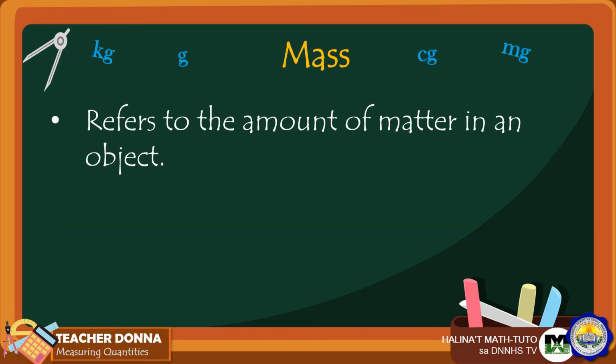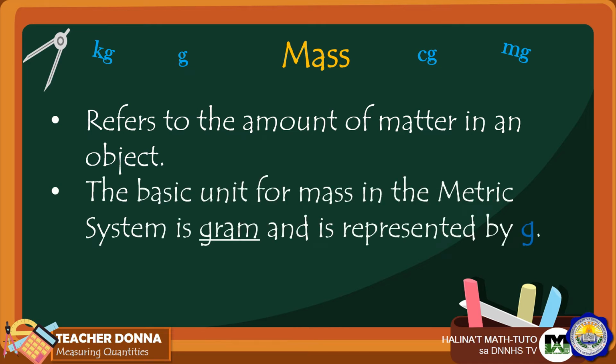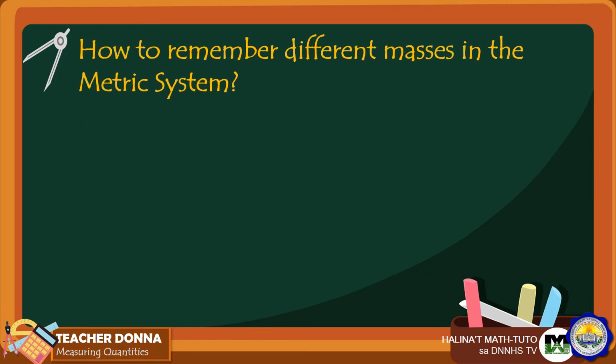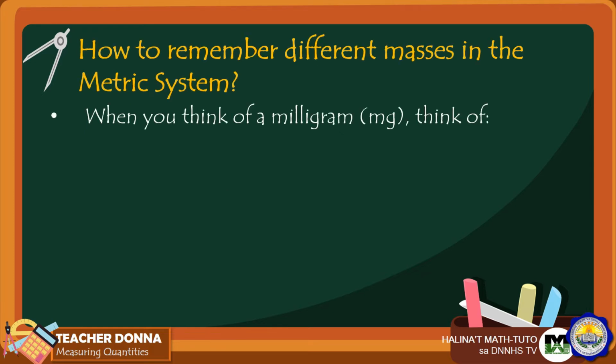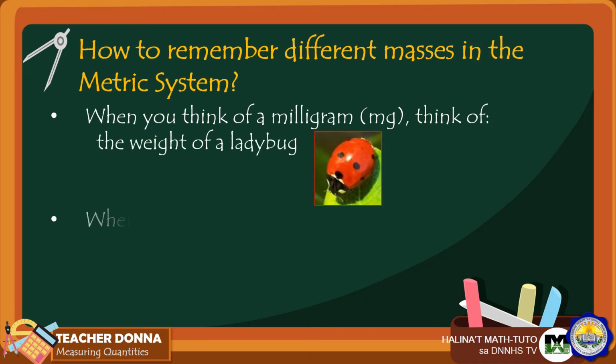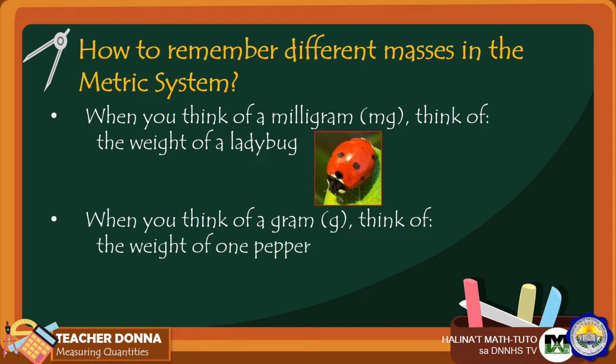Mass refers to the amount of matter in an object. The basic unit for mass in the metric system is gram and is represented by g. How to remember different masses in the metric system? When you think of a milligram, think of the weight of a ladybug. When you think of a gram, think of the weight of one pepper.